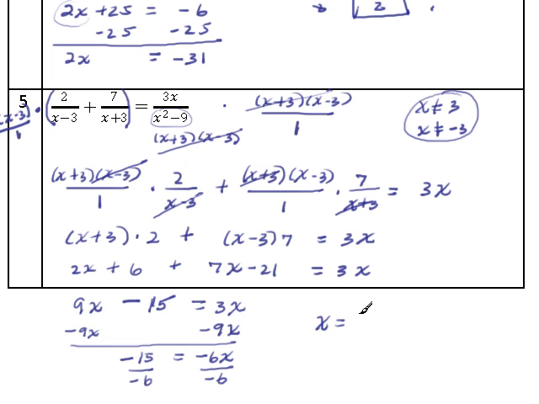And we have x is equal to 15 over 6. And let's reduce this. Divide top and bottom by 3, and we have x is equal to 5/2. And that's a valid solution. It's not equal to 3 or minus 3.